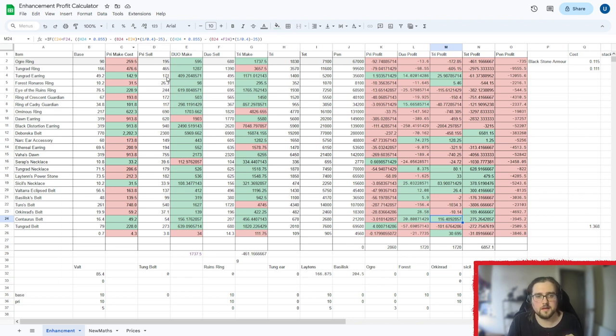So what it's doing is, for the Tri, it's checking if it's cheaper to make the Duo from Pri or whether it's cheaper to buy it off the market. And then whichever one it is, it does the maths for that one, so I know which one to do. It's green here if it's cheaper to make, red if it's more expensive to make.